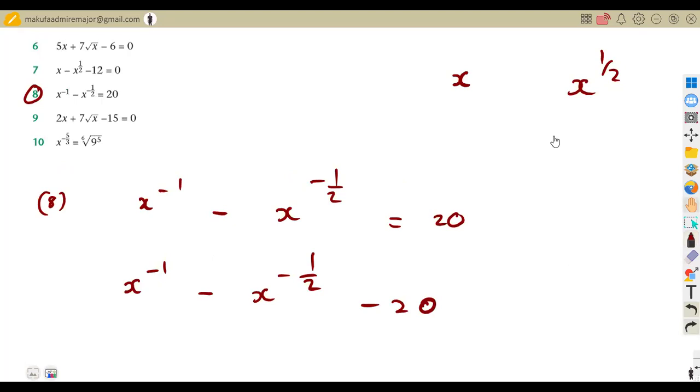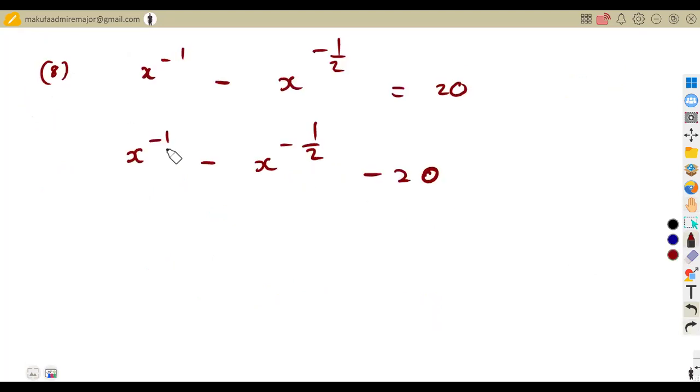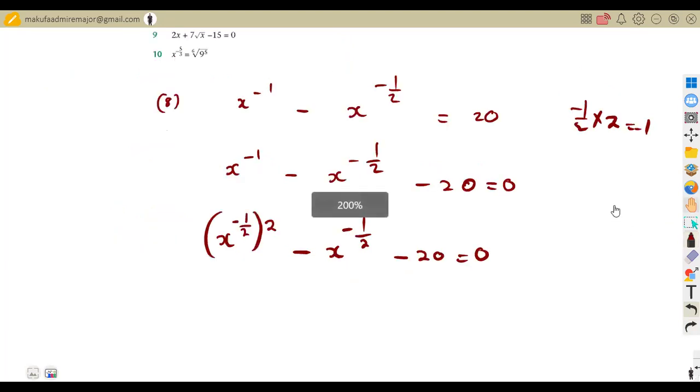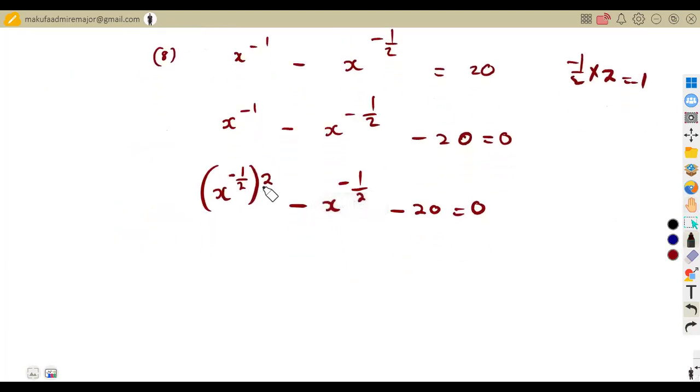So what does it mean? We can write it as a -half. So we can write this x to the exponent of -1 as x to the exponent of -half as it is, but raised to the exponent of what? Of 2. -half times 2, guys, it gives us a -1. We still have a -1. All right? Minus x to the exponent of a -half minus 20 is equal to 0. That's a quadratic equation. Why? The highest exponent that we are having is a 2.